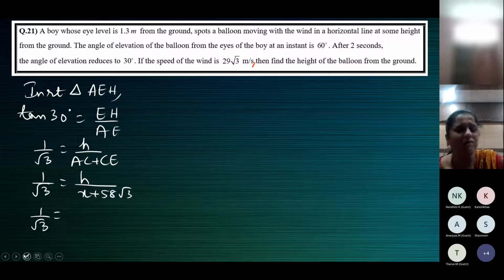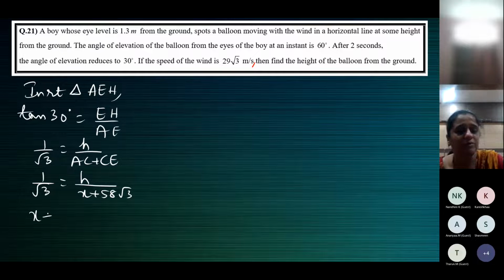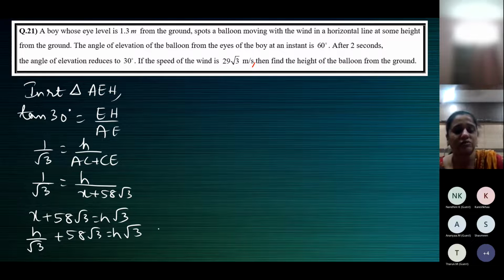You can even cross multiply and then substitute. When you cross multiply, you get X plus 58 root 3 is equal to H root 3. Now substituting X is equal to H by root 3, H by root 3 plus 58 root 3 is equal to H root 3. Okay, this is using 1. Let me write using 1.